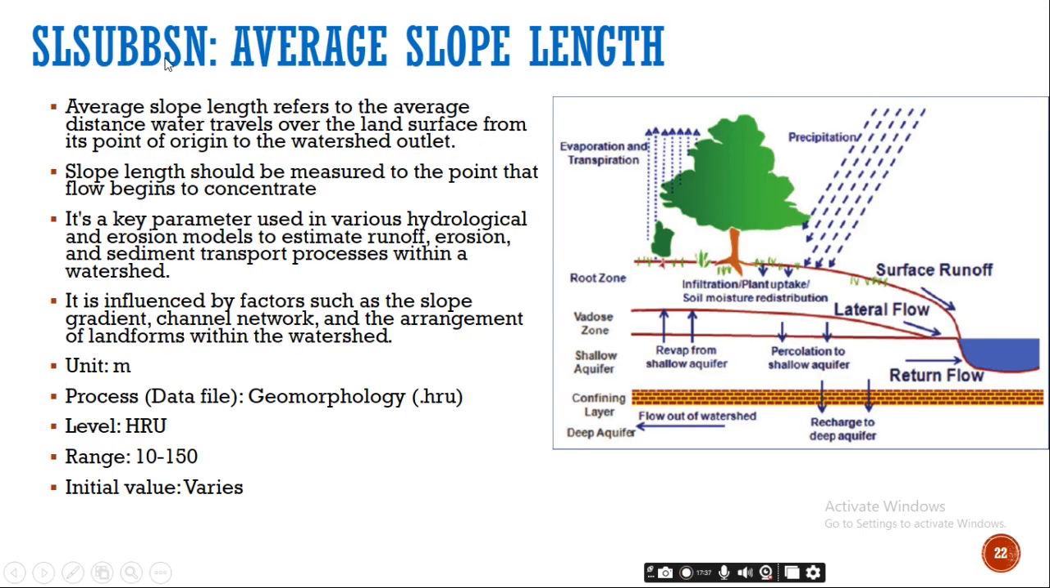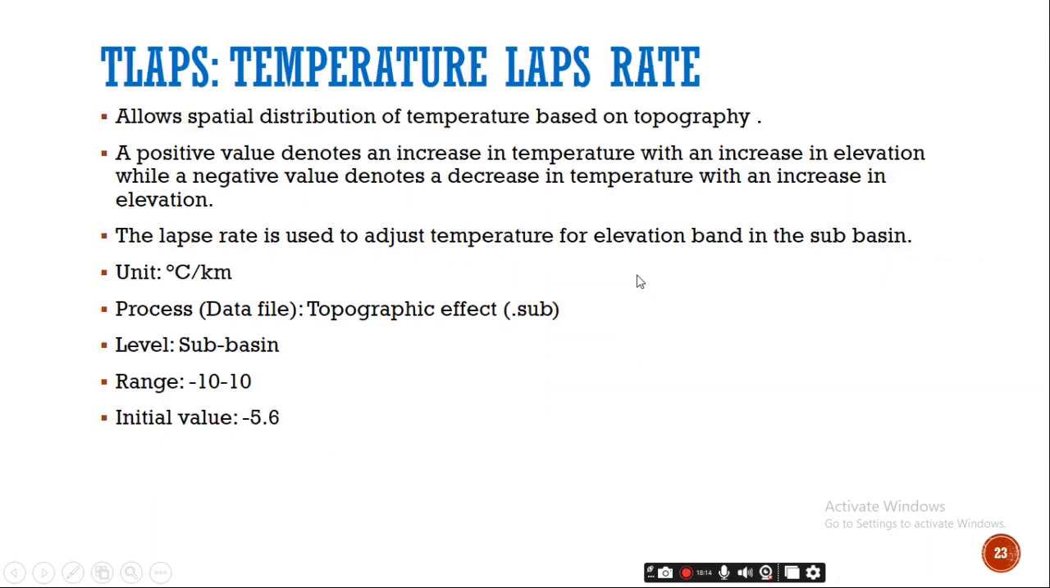Then after SLSUBBSN, it means average slope length. Average slope length refers to the average distance water travels over the land surface from its point of origin to the watershed outlet. Slope length should be measured to the point that flow begins to concentrate. It is a key parameter used in various hydrological and erosion models to estimate the runoff, erosion, and sediment transport process within a watershed. It is influenced by factors such as slope gradient, channel network, and arrangement of landform within the watershed. Its unit is meter, and its recommended range is 10 to 150, and its initial value could vary.